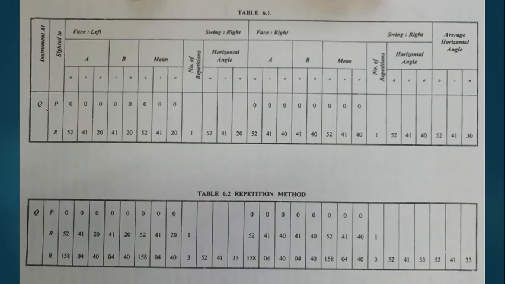Let us say we are starting the survey work with the line QP as a reference, which is equal to 0 degrees. Now what happens at vernier A, it is 0 degrees, 0 minutes, 0 seconds. Similarly vernier B is also 0 degrees, 0 minutes. Finally the mean will also be equal to 0 degrees, 0 minutes and 0 seconds.